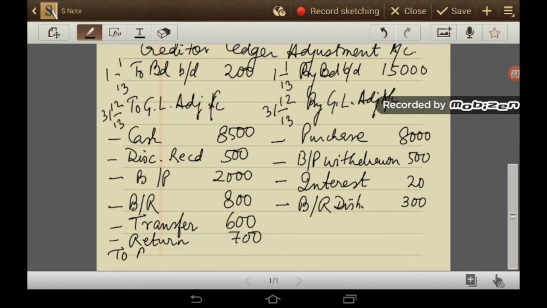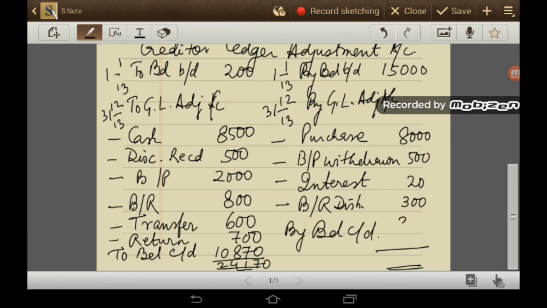So balance CD is given as 10,870. So we will close. Both side total of creditor is 24,170, and by balance CD on the credit side, this is 350. This is a balancing figure.